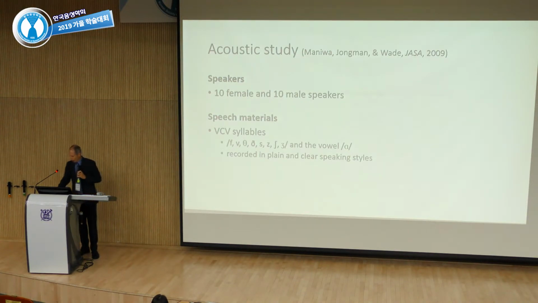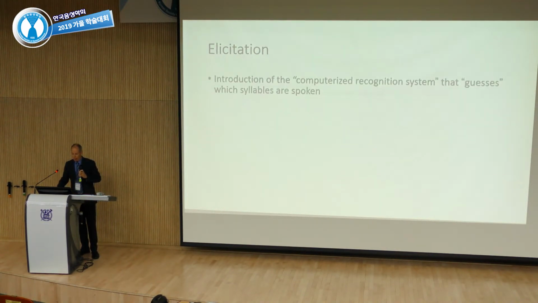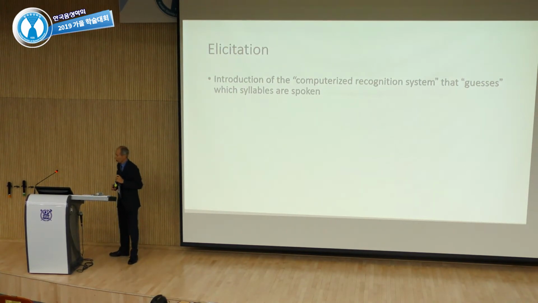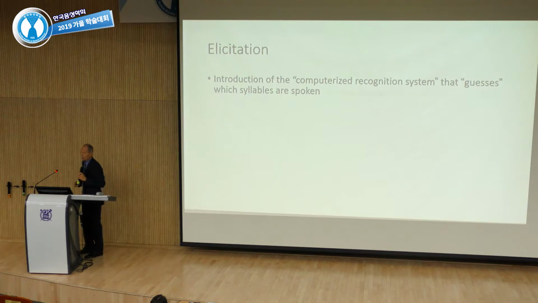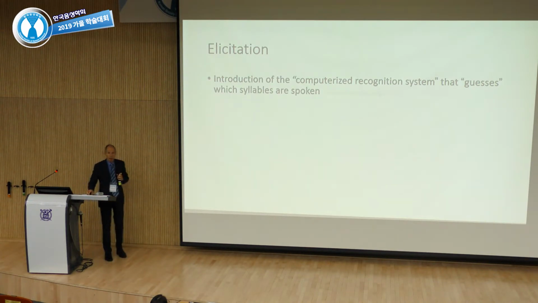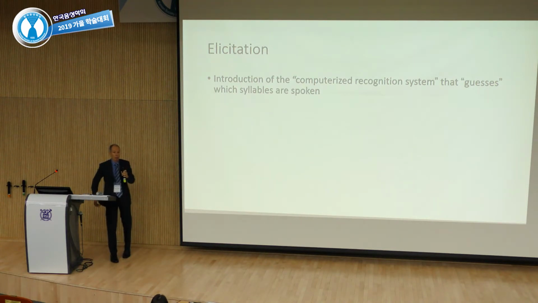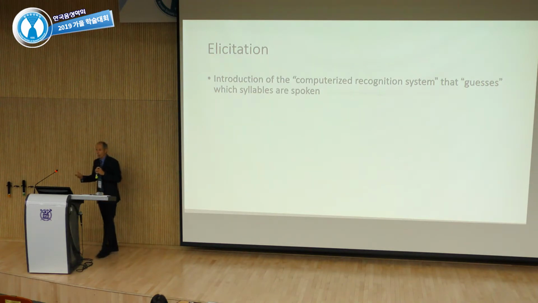And for the clear speaking style, we had, I think, a pretty unique approach here. The way in which we elicited the clear productions, we introduced a computerized recognition system that would guess which syllables were spoken. So we would tell our participants, okay, we are working on some speech recognition software. It's pretty good, but it's not perfect. So occasionally it will make an error. And when it makes an error, could you please correct it and repeat your production more clearly?